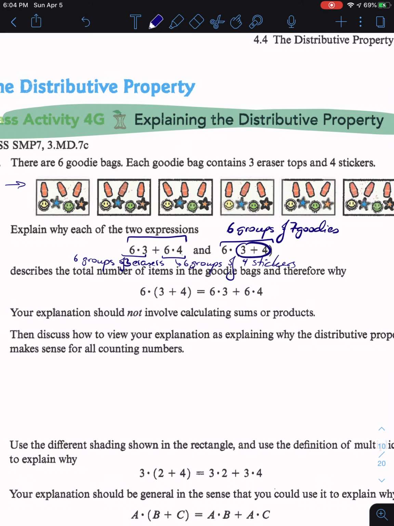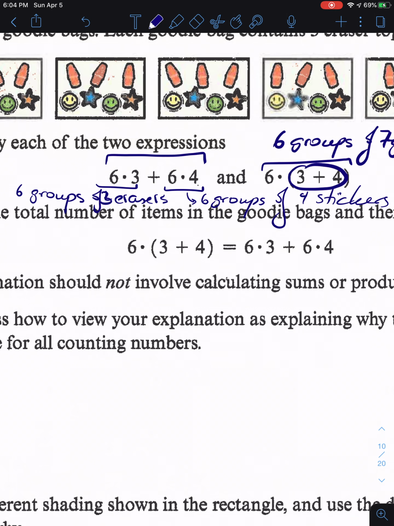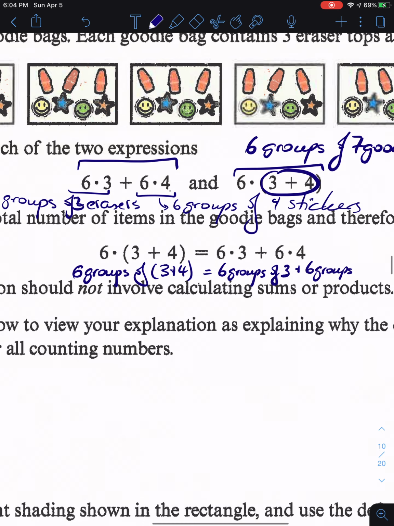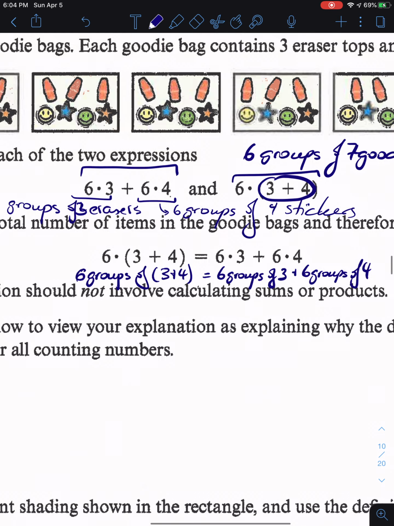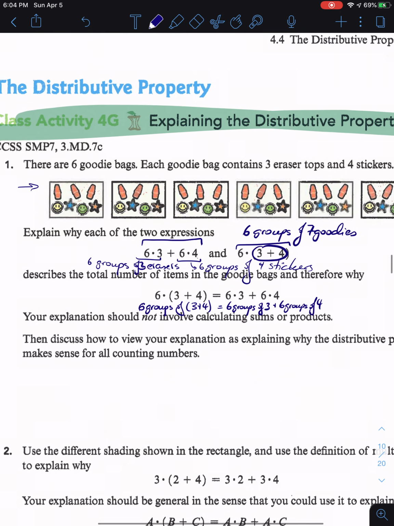So when we're looking at the distributive property, we could say that this is 6 groups of 3 and 4, versus writing it this way, it could be 6 groups of 3 and 6 groups of 4. All right, so we're kind of diving inside and counting each of the different things inside. So there's that distributive property.